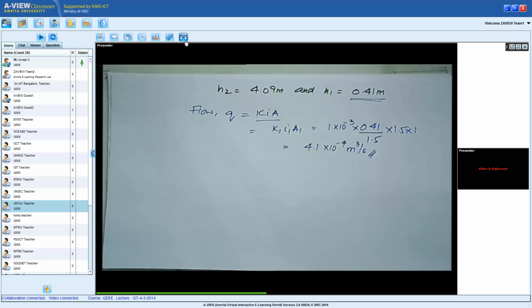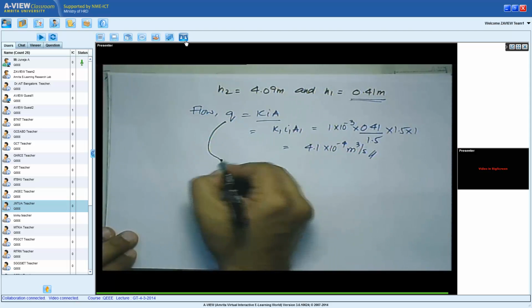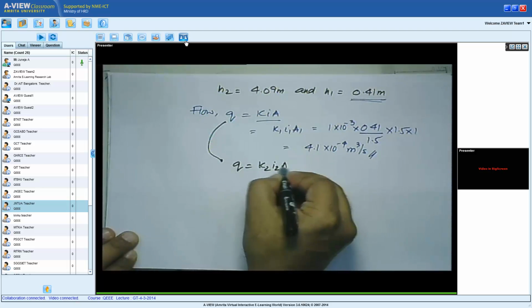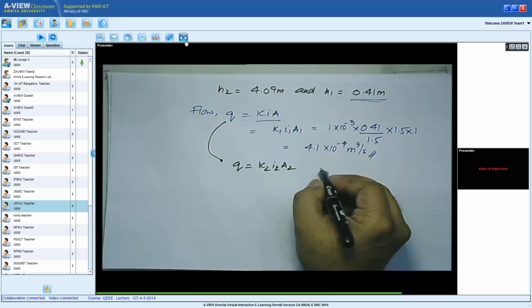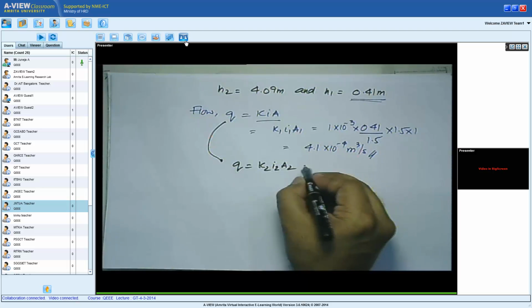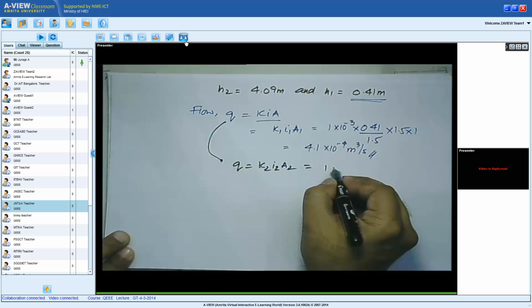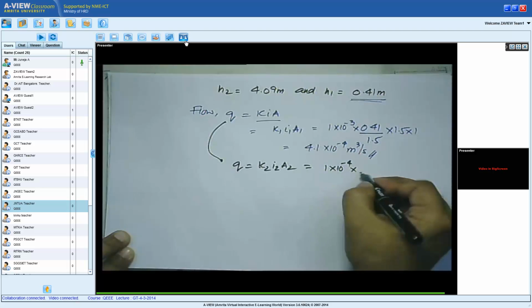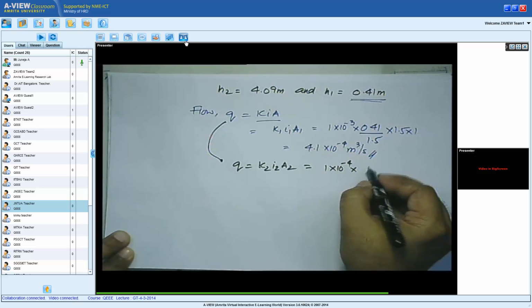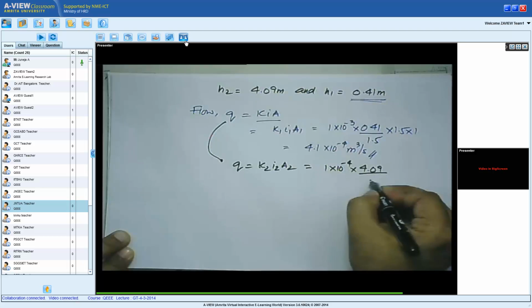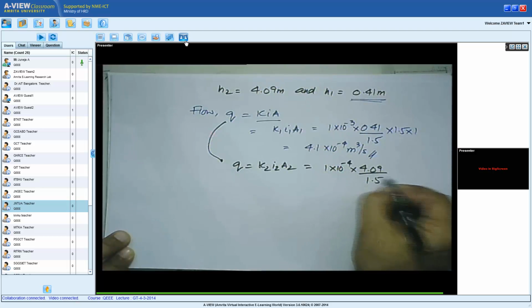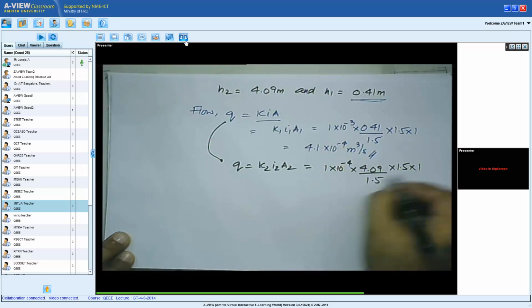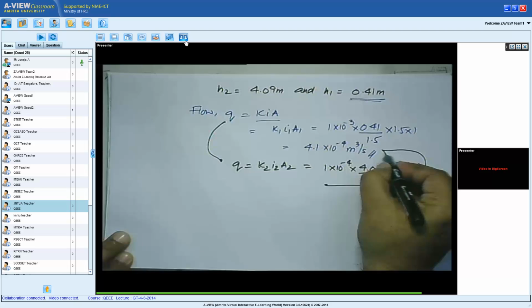I could have also deduced flow from the second soil. Q equals K2 I2 A2. Remember we said the answer should be the same because the flow is the same. So if you plug in the numbers, K2 is 1 into 10 to the power minus 4. I2 is H2 by L2. H2 is 4.09 and L2 is again 1.5 meters, times the area, which is 1.5 times 1. If I plug in my numbers, I should get the same answer.